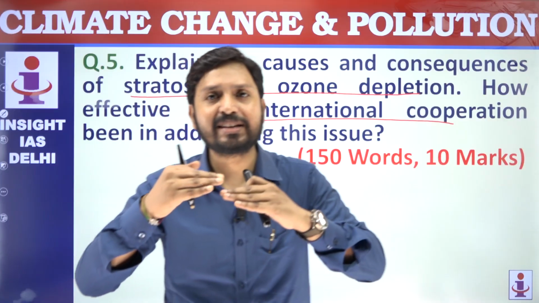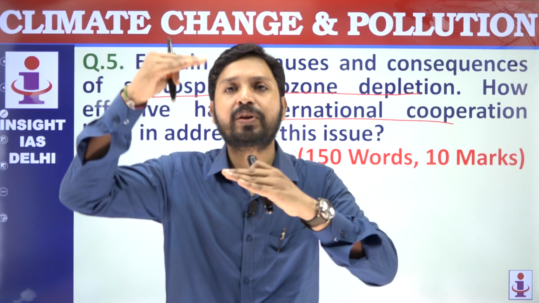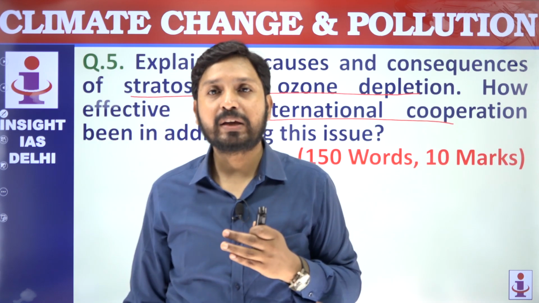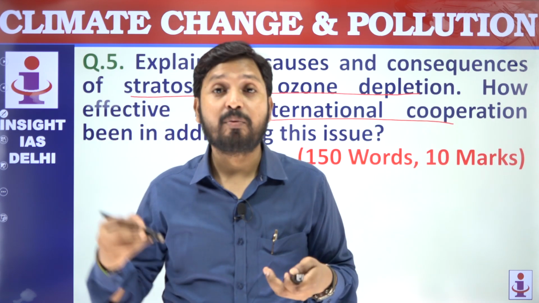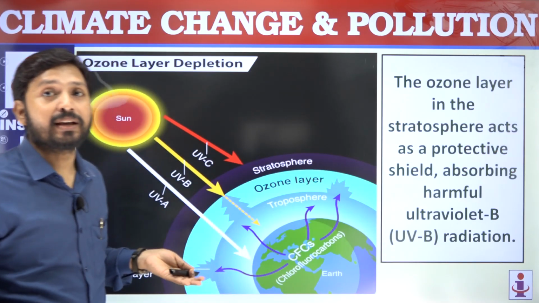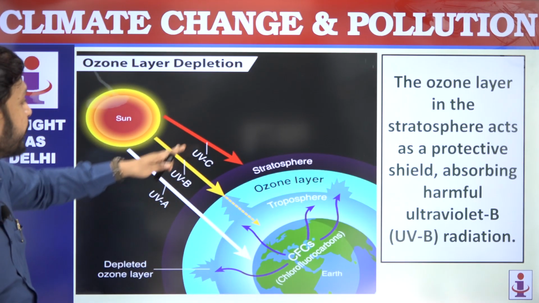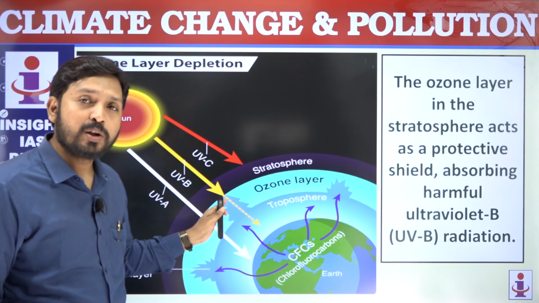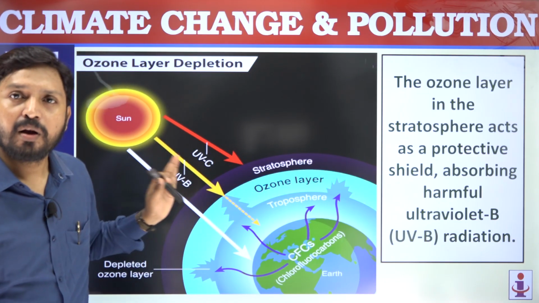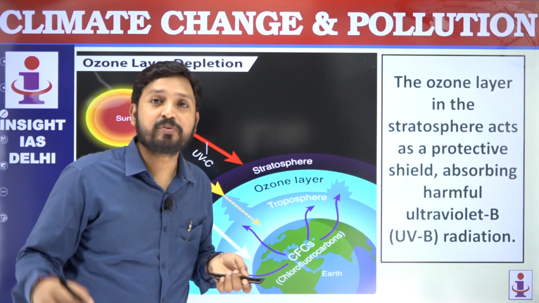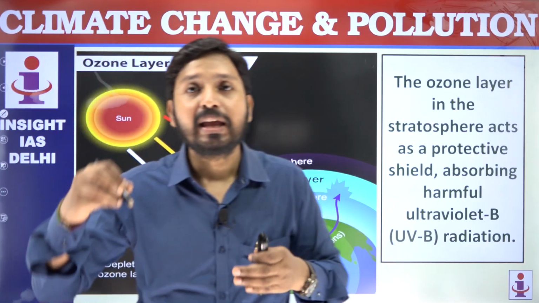So we know different layers of earth are there: troposphere, stratosphere, mesosphere, all these things, and we know this ozone is there in the stratosphere. And what this ozone is doing there is blocking some of the UV rays. For example, UVC is completely blocked by this ozone, and most of the UVB rays are also blocked by this ozone.